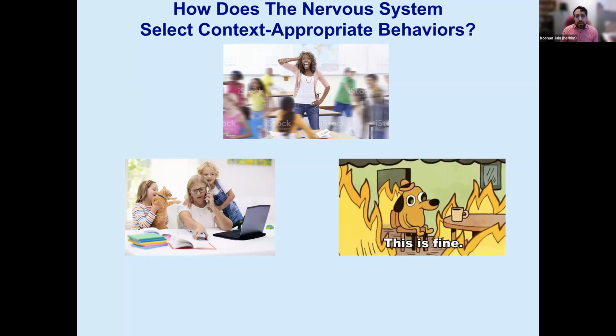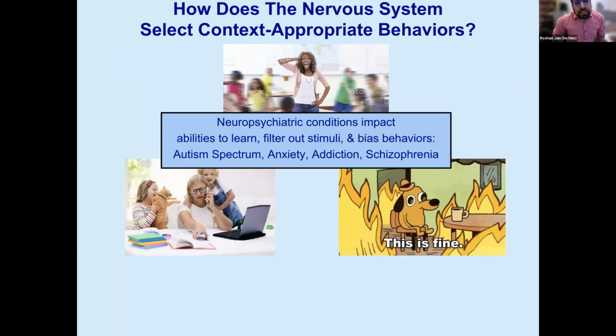And so this is a process that's really crucial for the nervous system under any conditions, but in particular, neuropsychiatric conditions are also known to impact these sorts of abilities. So the ability to learn, to filter out stimuli and decide whether they're relevant or irrelevant, and also to bias their behaviors. And so these sorts of changes are observed in a number of conditions, including autism spectrum, anxiety, addiction, schizophrenia, etc.